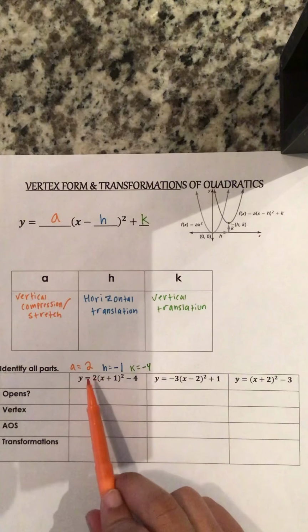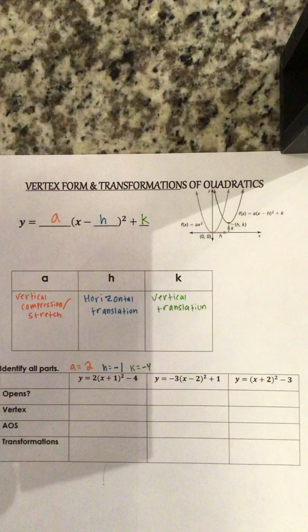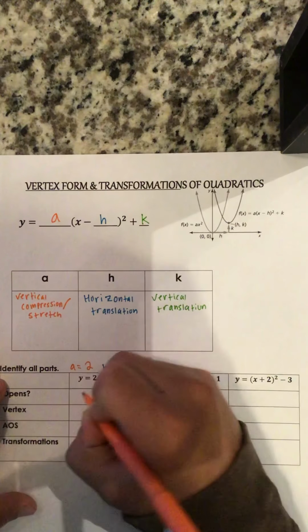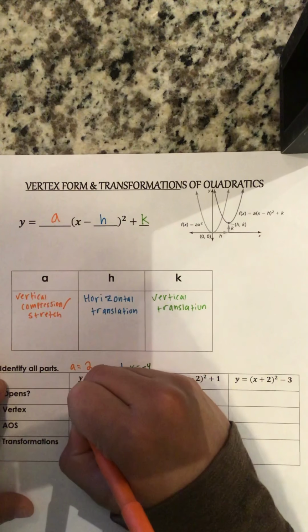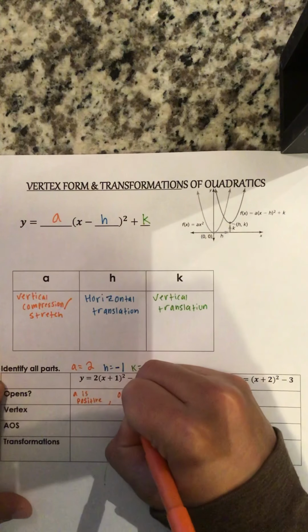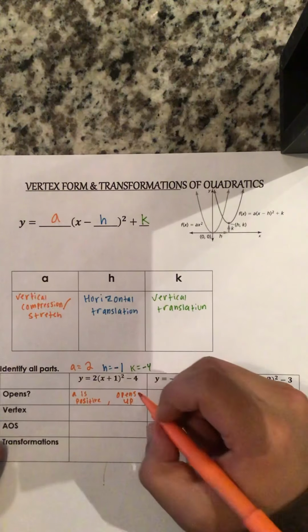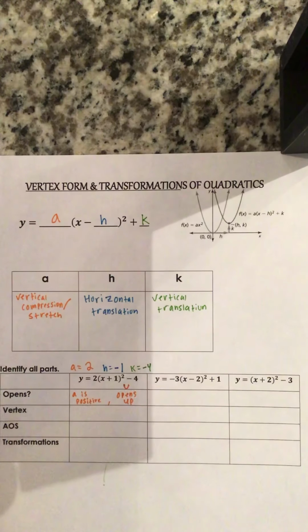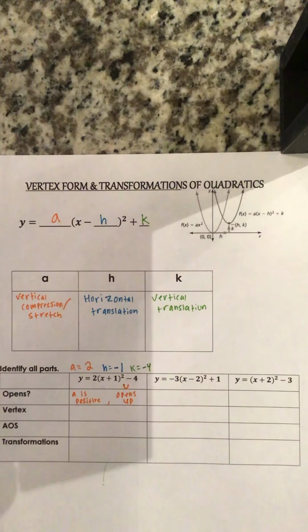If there's not a negative sign, if it's just a positive number in front, it opens up. So because A is positive, it opens up. Okay, so it's just a regular U shape. It'll look something like this. So it's going to be a U. And you can double check in Desmos, but it's right, okay? If this number in front is positive, it opens up, okay? Hopefully we're good with that.